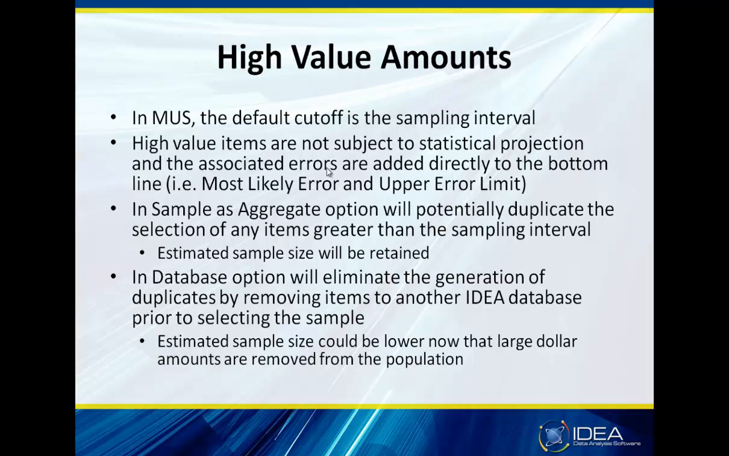Now, by basically saying, take all of the items that are greater than the sampling interval and remove them to a file, we may find that we have fewer dollars to jump through, and that could result in a smaller sample size. So it's always very important to figure out what the high value items are and to see what their effect is on your material misstatement.